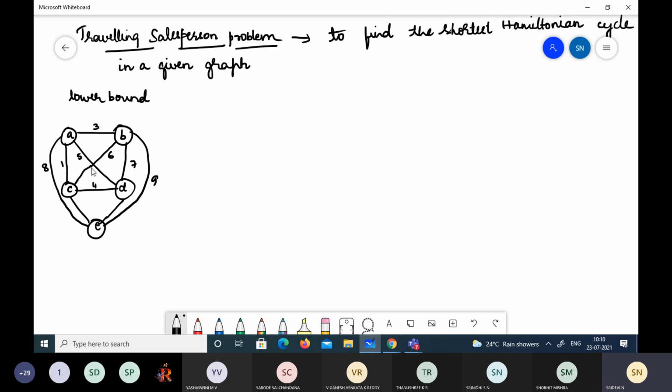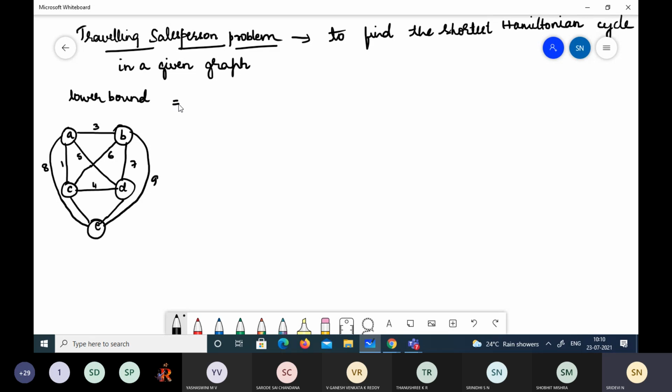Which problem was that? Yesterday we discussed the Knapsack problem, isn't it? Yes, for that it is 154. Okay. So this is the graph.